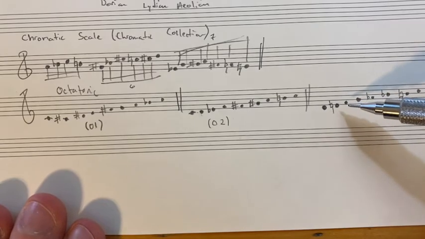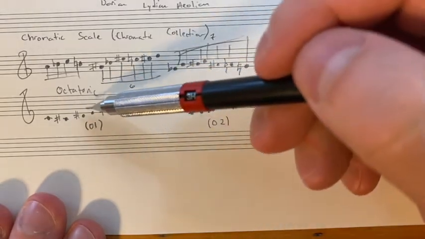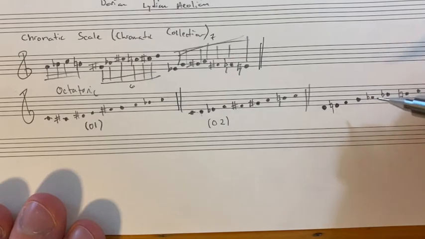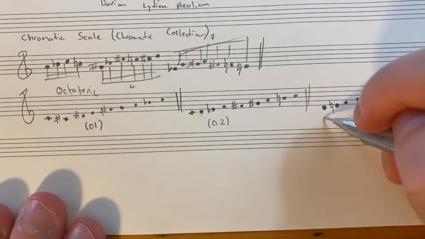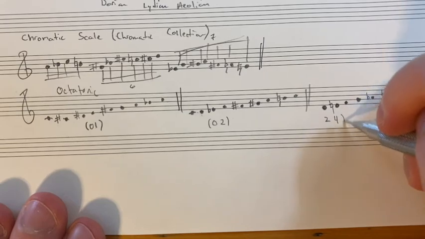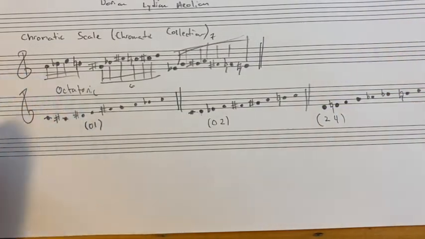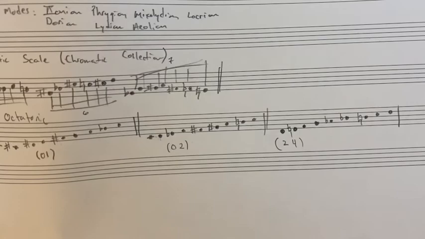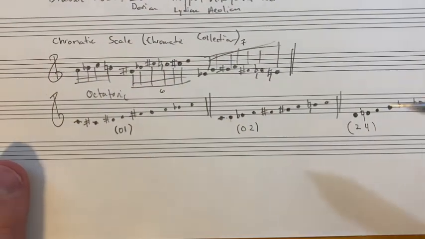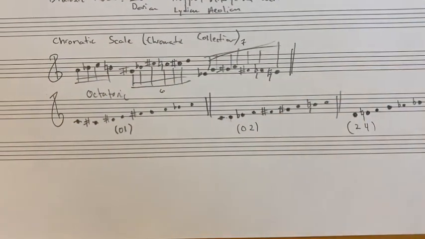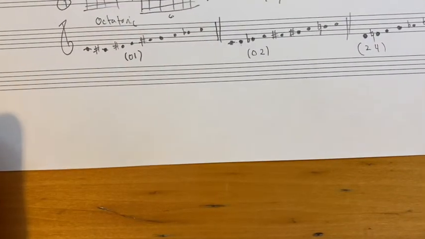No other scale has D and E natural in it, right? So this one we might call the 2, 4 octatonic scale. So you can label scales in this way. Okay, that's the octatonic scale. Eight different pitches alternating whole and half step, or half and whole step.